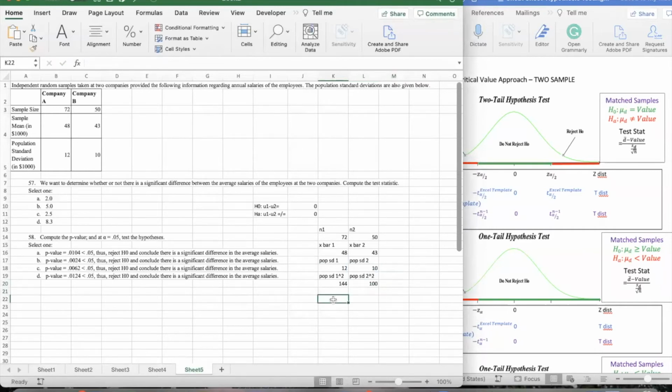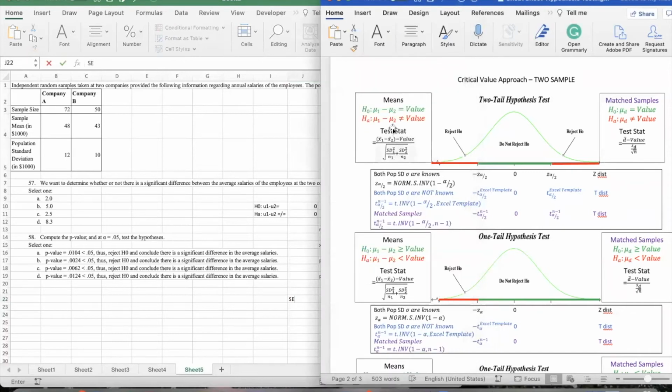Okay. So now let's do the standard error formula. So that's the square root of population standard deviation 1 squared divided by N1 plus population standard deviation 2 squared divided by N2. And do that. That's our standard error.